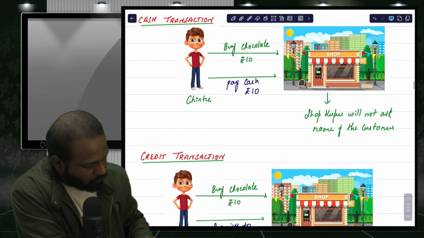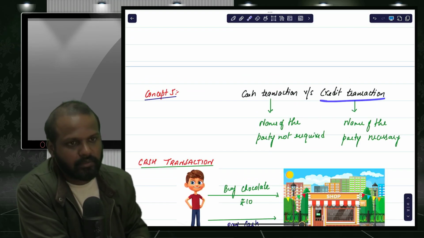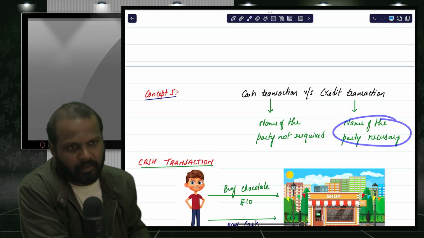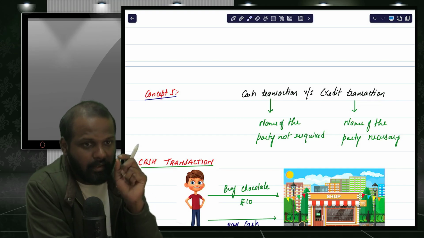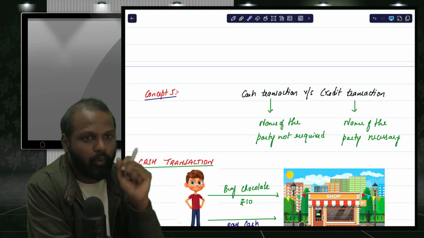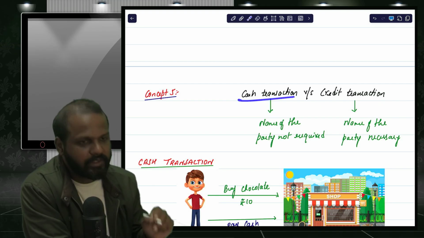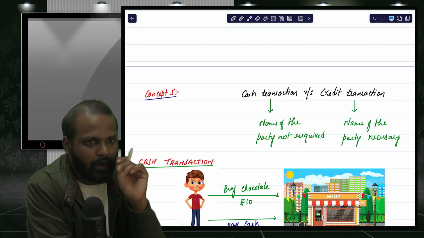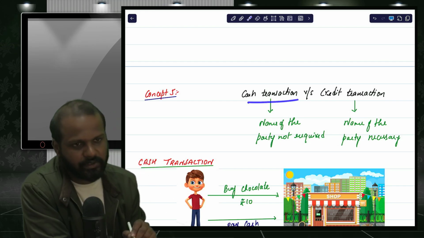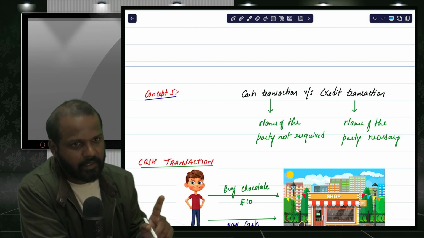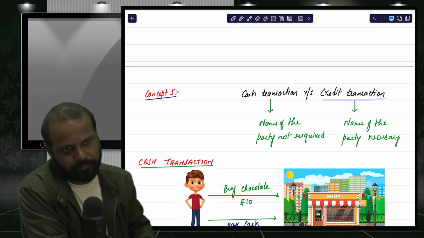So in short, whenever there is a credit transaction, the name of the person is necessary. Or you can say whenever you record a credit transaction, the name of the person will also be recorded. But whenever there is a cash transaction, the name of the person will not be recorded in the transaction. So the name of the party is not necessary to record a cash transaction, but the name of the person is necessary to record a credit transaction.